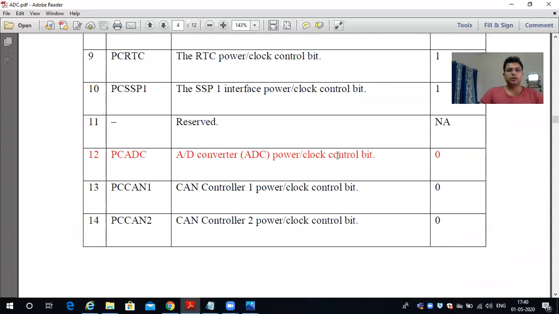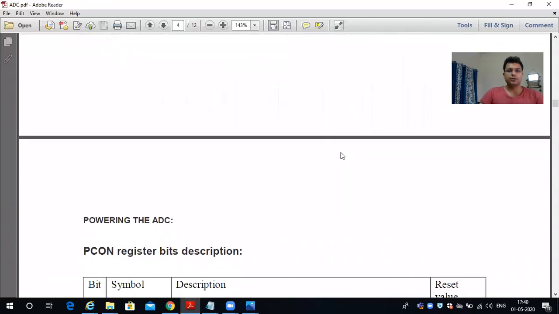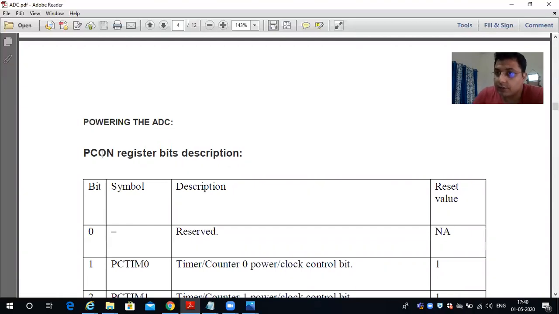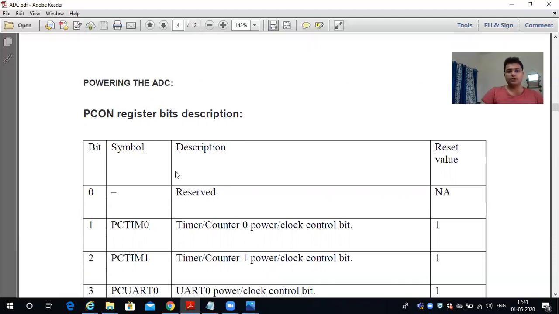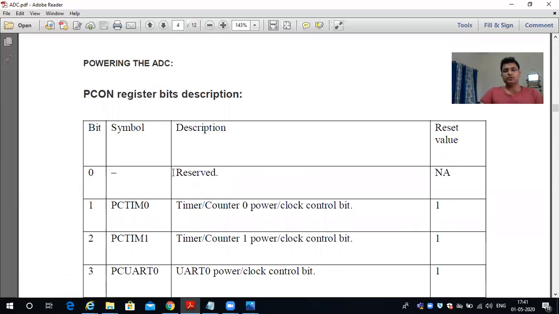So this is our power configuration register. This is the power configuration register that comes under LPC_SC, the system configuration. It is not just required to configure power for ADC. For the maximum possible modules which can be interfaced with the LPC1768, to power up any one of the peripherals, we do need this power configuration register.